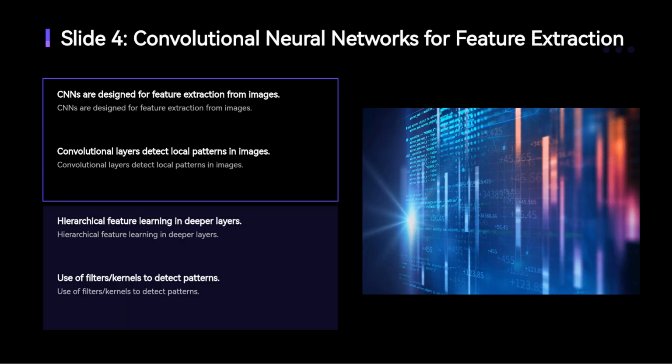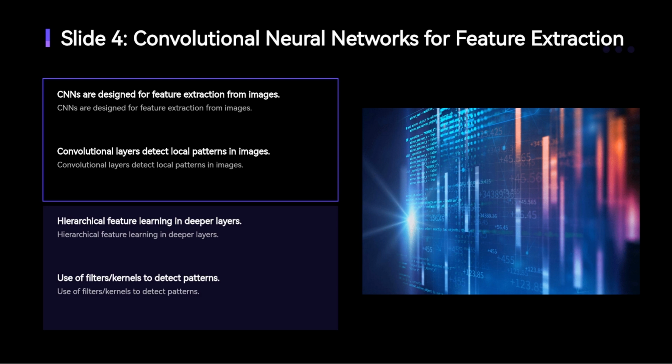At the heart of feature extraction in modern computer vision are convolutional neural networks, CNNs. CNNs are designed to automatically learn and extract features from images by applying convolutional layers. Each convolutional layer applies a set of filters, or kernels, to the image to detect local patterns such as edges, textures, and simple shapes.